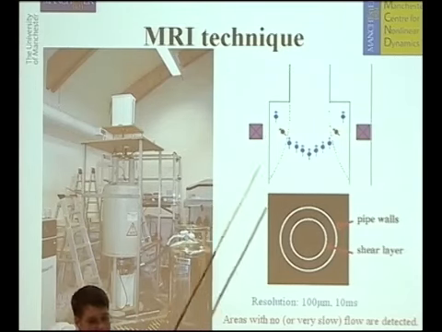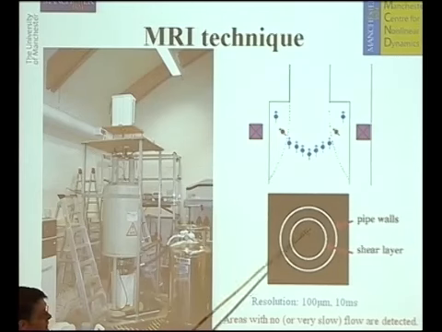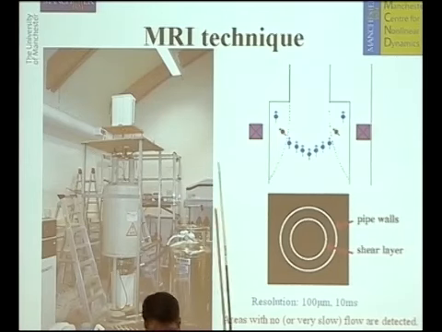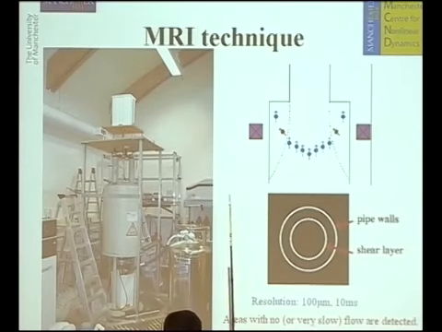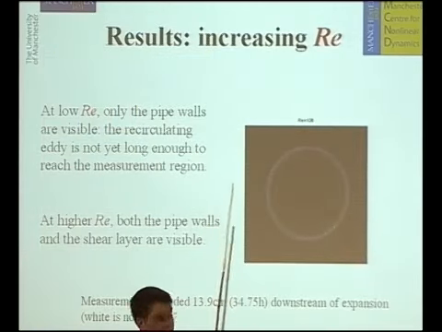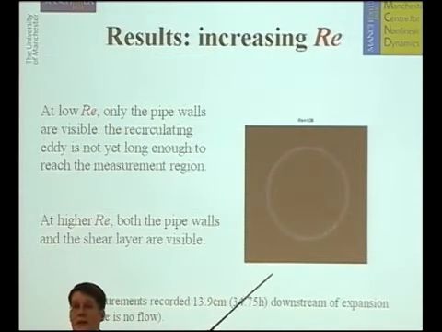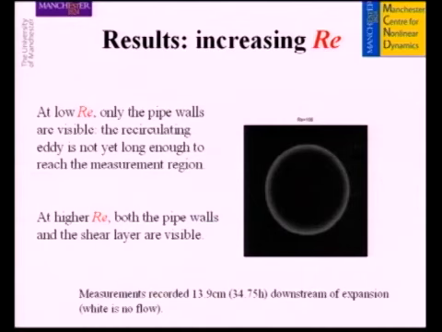And this means, in this particular technique, I'm going to find areas with no or very slow flow, okay? So in this system, this is what a typical MRI image would look like. I can see my pipe walls because of the no-slip boundary condition, and I can also see my shear layer in here as well. So I'd expect for this kind of flow to see two concentric rings. So what does this look like in reality? I'll say here, this is a typical image.